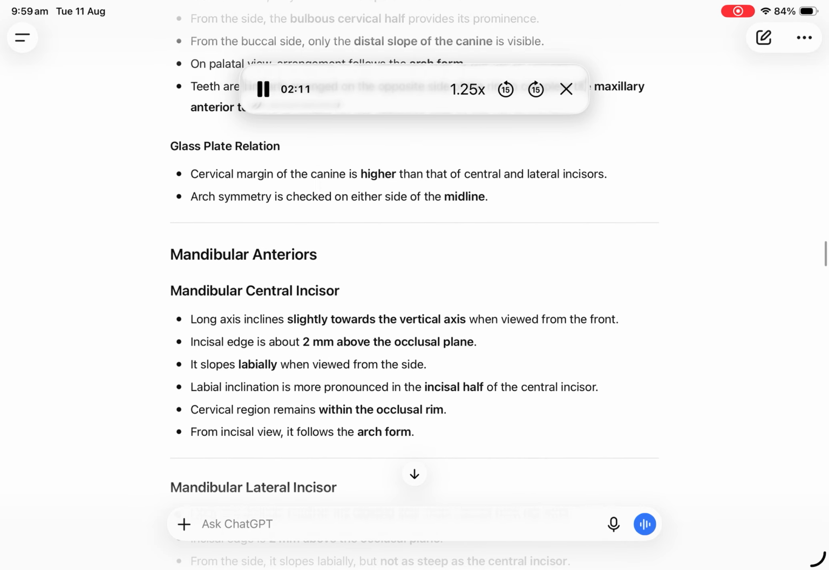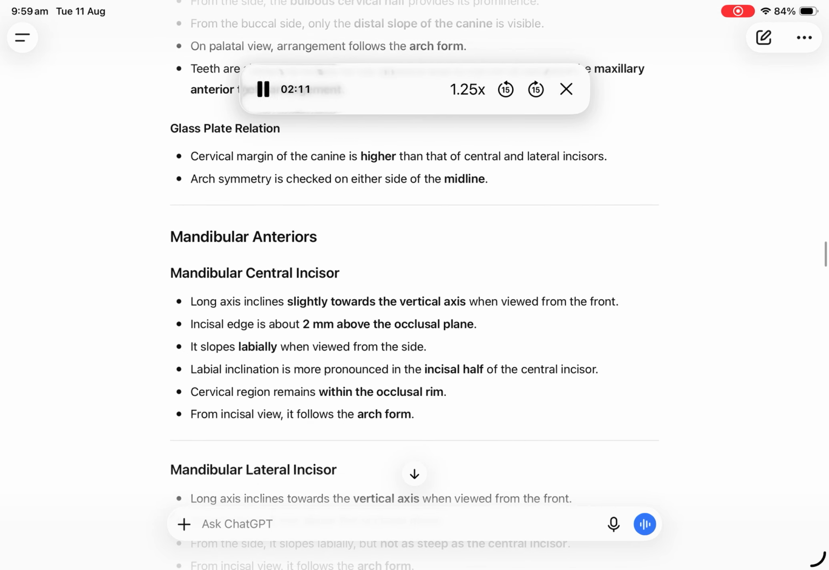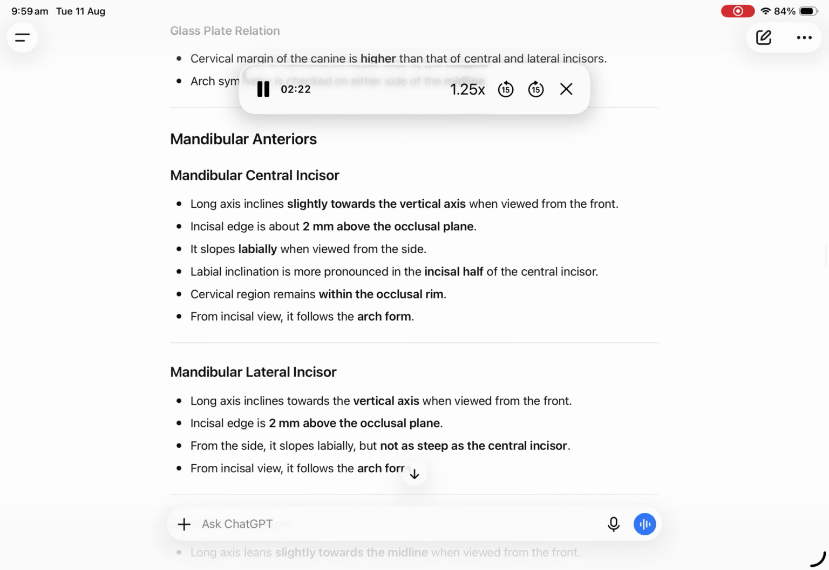It slopes labially when viewed from the side. Labial inclination is more pronounced in the incisal half of the central incisor. The cervical region remains within the occlusal rim. From incisal view, it follows the arch form.